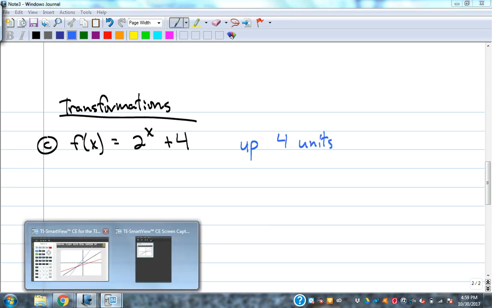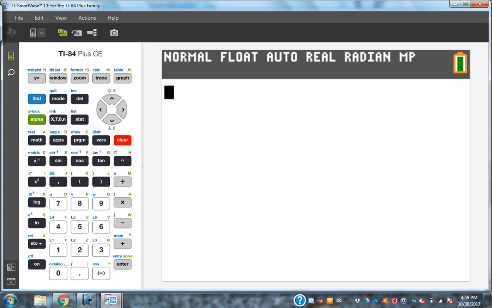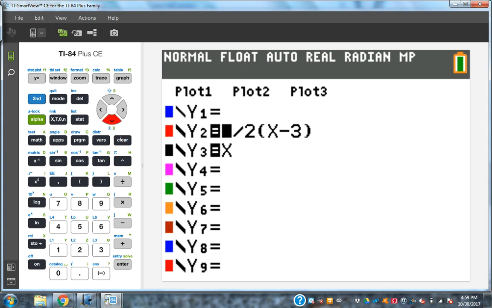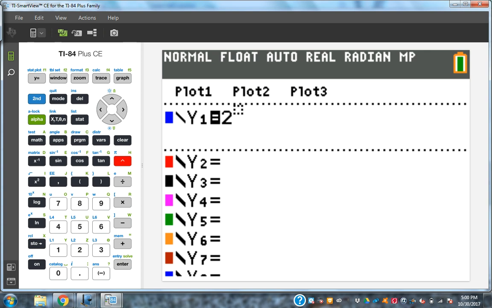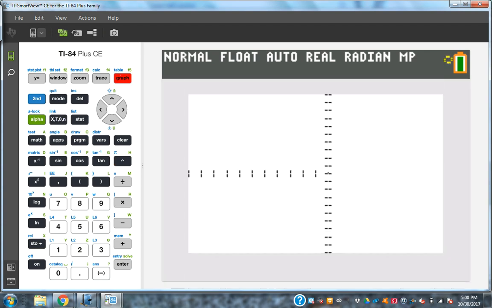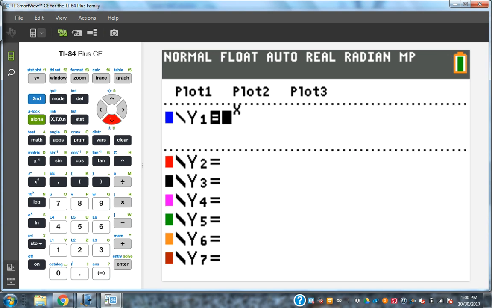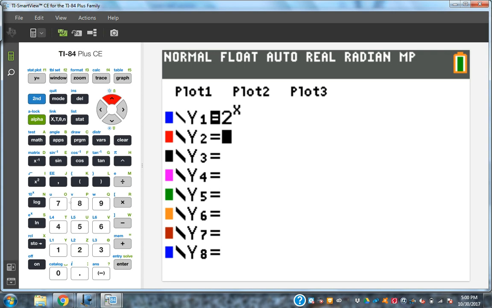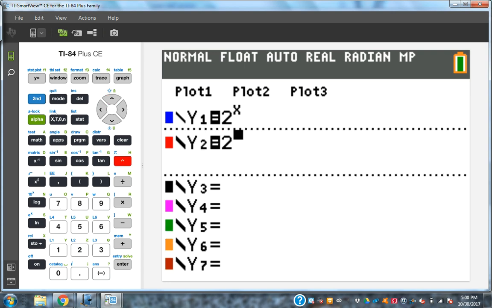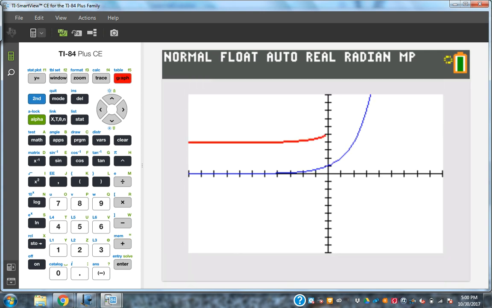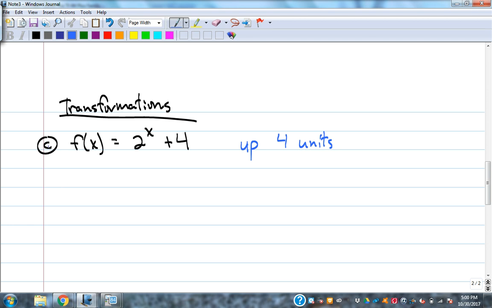And on the graphing calculator, we could look at that and see it. Clear out this other stuff we were doing. 2 raised to the x. Here's the original one. This is what an exponential graph looks like. And then if I add 4 to that, 2 raised to the x plus 4. See, it raises it up 4 units. Very simple to see that. So transformations are all the same here.